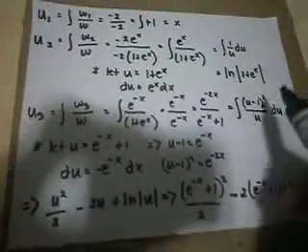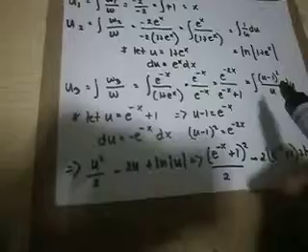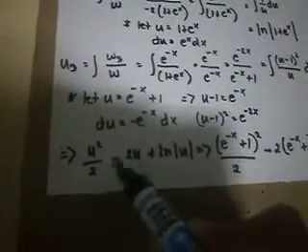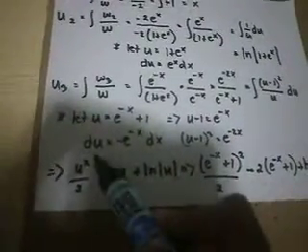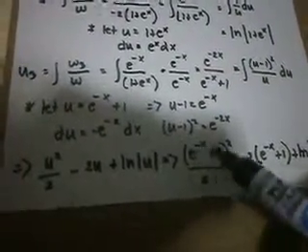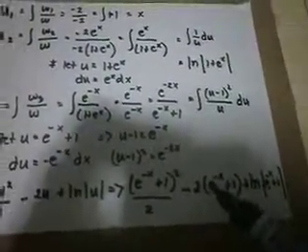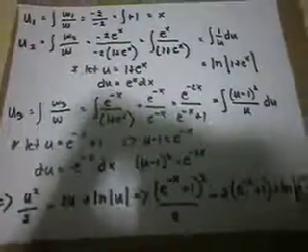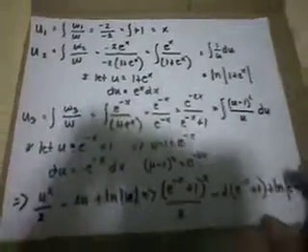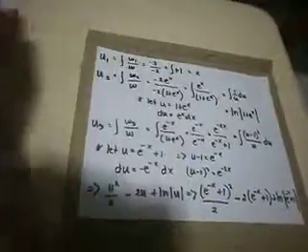So this function is really the same as this one. Integrating that, we get u squared over 2 minus 2u plus ln of u. Substituting the values for u, we get e to the negative x plus 1 squared over 2 minus 2 times e to the negative x plus 1 plus ln of e to the negative x plus 1. So that is how we integrate those functions and how to solve u1, u2, and u3.